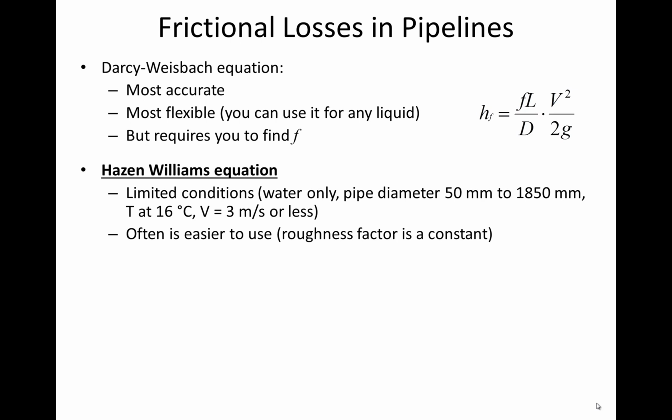Another restriction is that the water is assumed to be at 16 degrees Celsius when you're applying the Hazen-Williams equation, and the reason for that assumption is that it fixes the kinematic viscosity of the liquid so that it's not variable. Remember that that is variable in the Darcy-Weisbach equation. When you calculate F, part of what goes into finding the F value is the Reynolds number for a certain flow condition, and the Reynolds number is a function of the kinematic viscosity of the liquid.